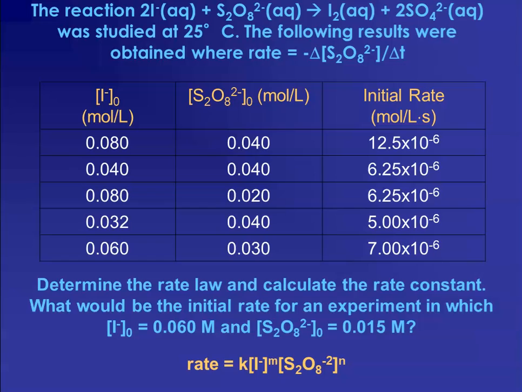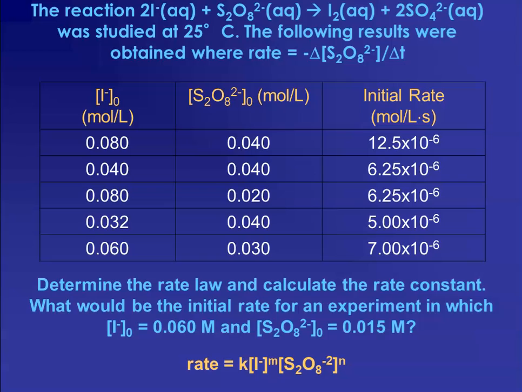So why do I say experimental design is going to come into play? If you have two unknowns, you have to find a way to isolate one unknown from the other. What I've given you here in this data table are 5 sets of concentrations and 5 sets of initial rates. I'm asking you to find the rate law, calculate the rate constant, and then determine what the initial rate would be when I minus is 0.06 and S2O8 2 minus is initially 0.015 molar.